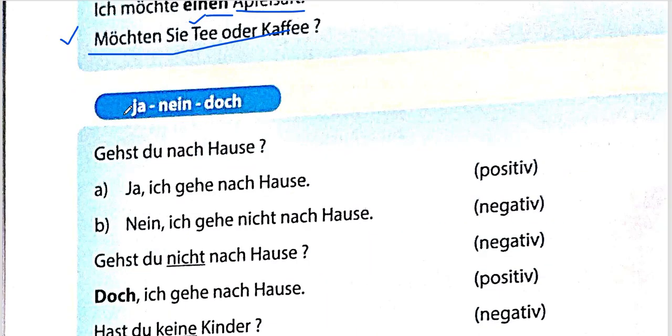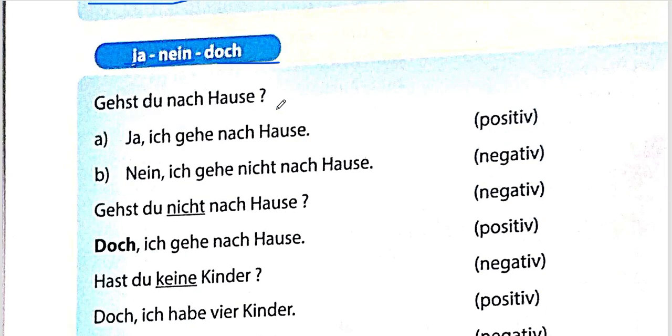Okay, now we are coming to Ja, Nein, Doch. What is Ja, Nein, Doch? So for this we have to begin by reading. So what are we seeing here? We see Gehst du nach Hause? Are you going to the house? There are two possible answers for this. One is positive and one is negative.